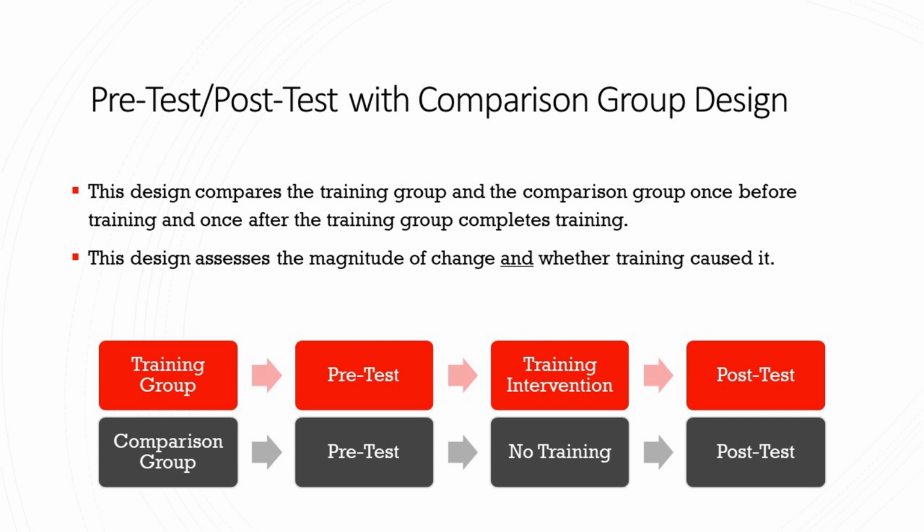If they're similar, and they should be if we used random assignment, we can move forward with our analysis. If they are different, we can't determine whether training was the cause of any post changes we identify. It could be that the two groups were different to begin with. Finally, we compare the two groups' post-training scores. If the training group experienced significantly greater change than the comparison group, we might have evidence that the training was the cause of the change. If both groups experienced the same amount of change, another factor other than training likely caused it.